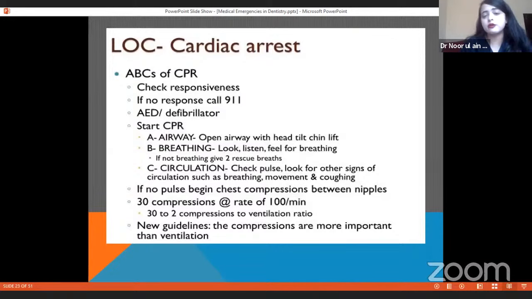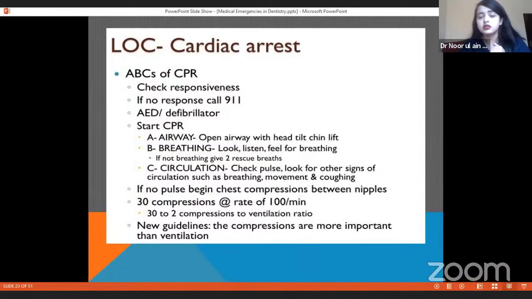We'll open the airway with head tilt and chin lift. For breathing, we'll look, listen, and feel for breathing. If not breathing, give 2 rescue breaths, because we have to start the CPR. And then circulation: check the pulse, and look for other signs of circulation such as breathing, movement, and coughing. If there's no pulse, begin chest compressions between the nipples.